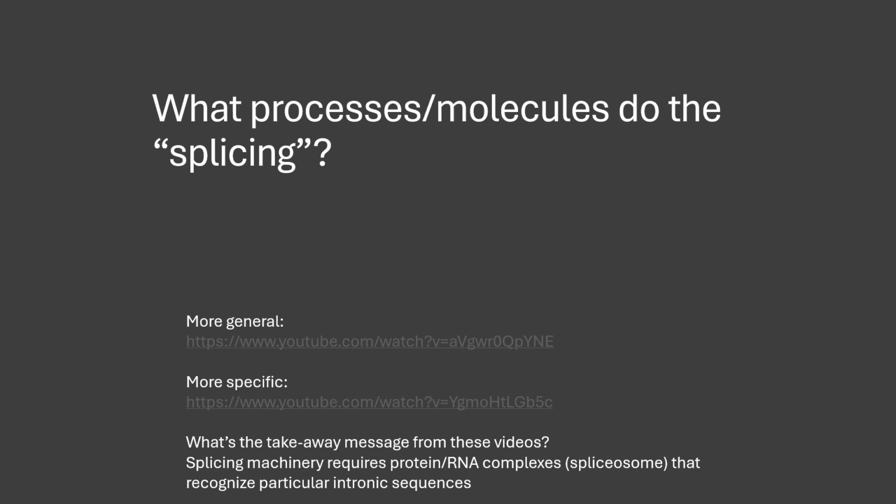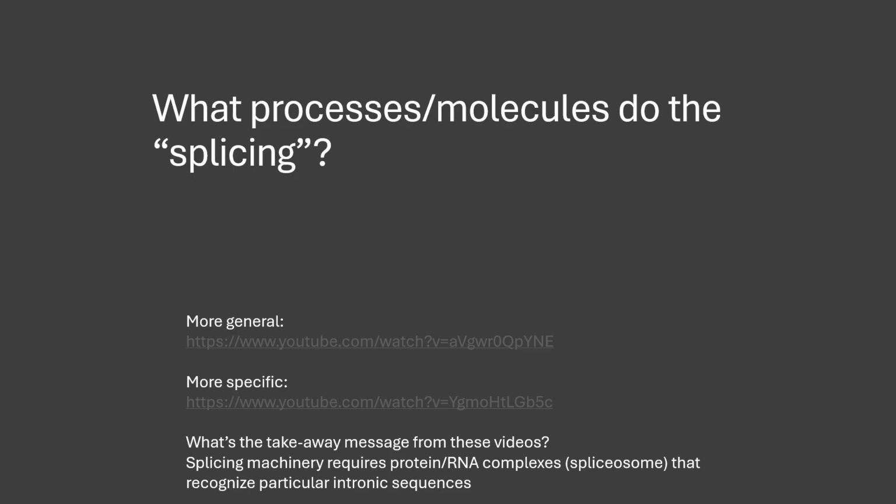There are some good videos on splicing. Splicing takes place, again, inside the nucleus and happens to pre-messenger RNA, pre-mRNA molecules. These 2 videos that I'm linking to here, there's a general one and a pretty specific one with a lot of detail.